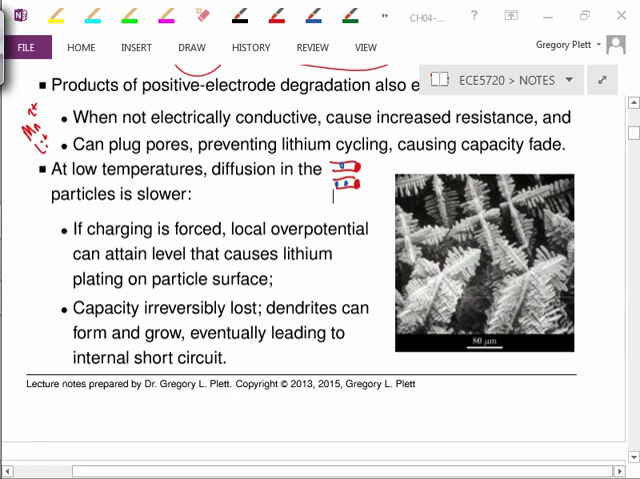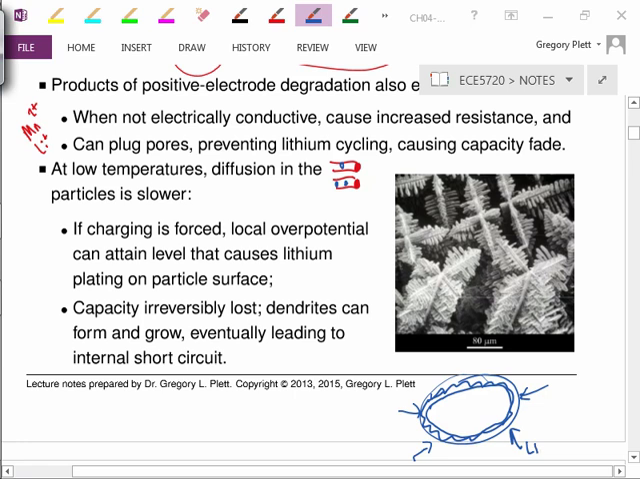We've looked at high temperatures. There's also things that happen at low temperatures. At very low temperatures, diffusion in the particles is slower. And as charging is forced, if I'm looking at a particle, I'm forcing lithium into the particle. And if the surface layer is completely full of lithium, I can't put any more lithium.